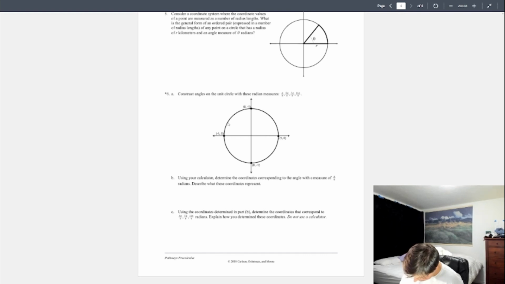Pi over 6, 5 pi over 6. Alright, 7 pi over 6. Maybe like right here. Let's see. Cosine of 7 pi divided by 6. Negative 0.86. That's the same one. Oh, so maybe it's the middle, down in that third quadrant.